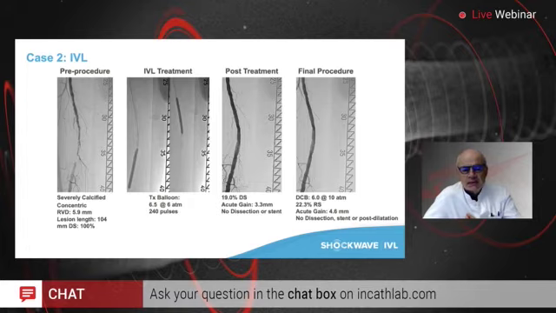Regarding the IVL treatment, it's 2 balloon inflations. Was there a third balloon inflation? Because here in this example, there's no overlap of the balloons.